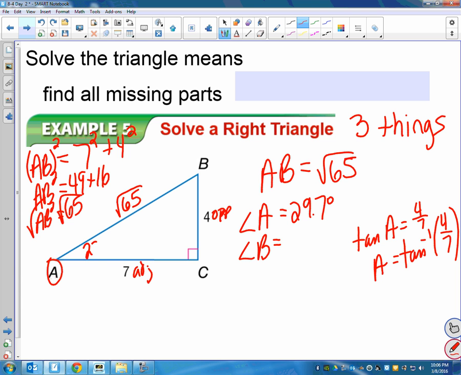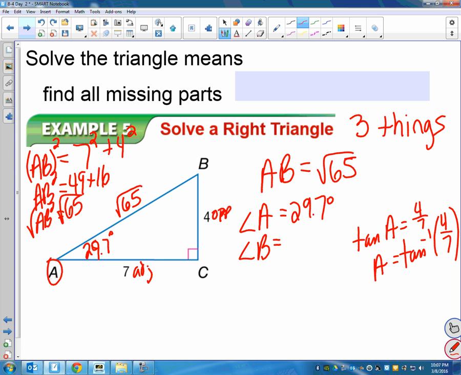I promise if you did it, it's a lovely 9. If you did cosine here or sine and you typed it in correctly, you should still get the same angle as me. Like, sine would be inverse sine of 4 divided by the square root of 65, and you'll get the same thing.